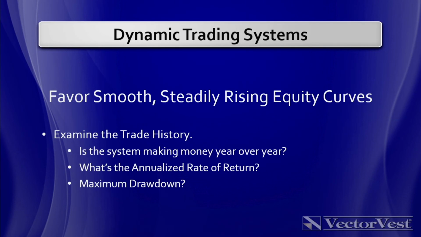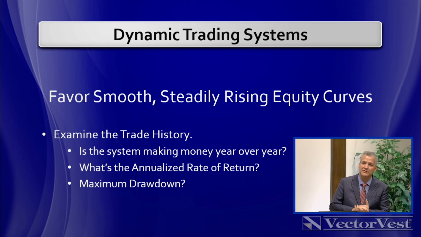Favor smooth. This is what I was just showing you. You want to favor smooth, steady metrics. You want to favor smooth, steady spark charts, smooth, steady back tests. The smoother, the steadier, the better. You want Calmar ratios greater than 2. You can do it. You can pick the ones we got. You can make your own.